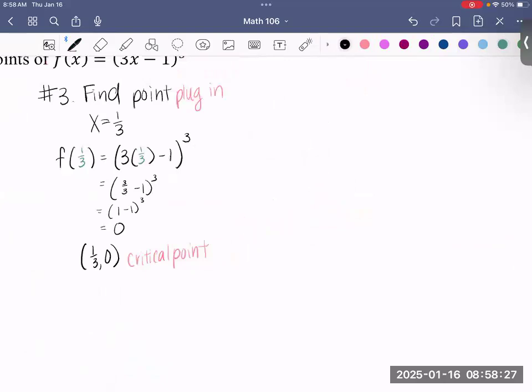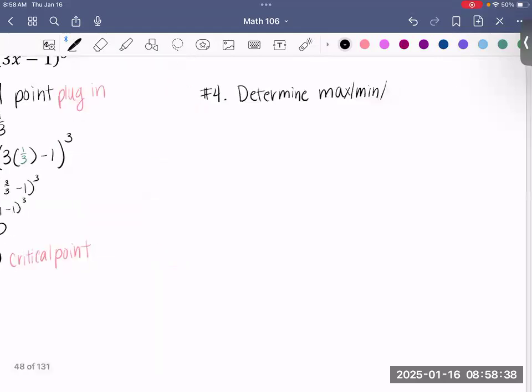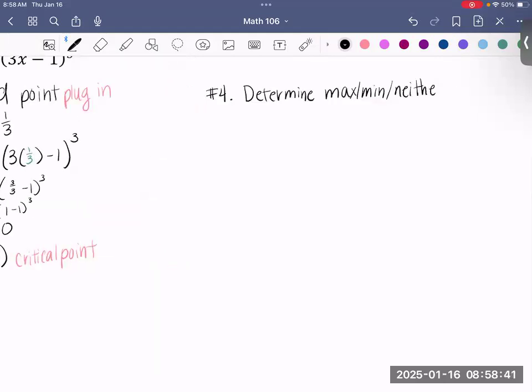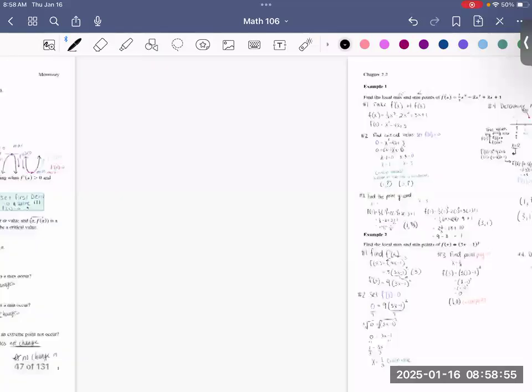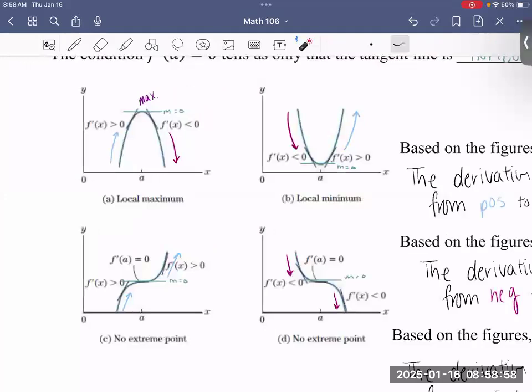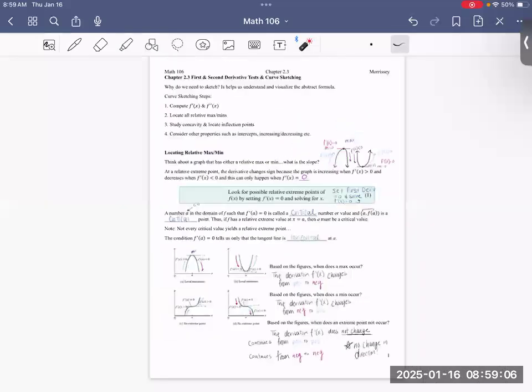So now the last thing we need to do is to determine if we have a max, a min, or a neither. So let's go ahead and throw this point on a number line. We said we have this 1/3 here. Now on either side, we just get to pick a value, because we're looking for whether it goes from an increase to a decrease, an increase to an increase, or a decrease to a decrease. So these are the only 4 options available to us.